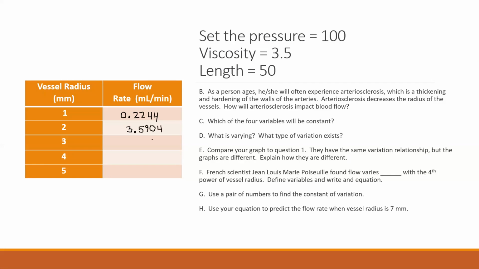And I go through the app and I do the rest of these. So I move it to a radius of 3, and that gave me a flow of 18.1764. And a radius of 4 gave a flow of 57.4463. And finally, a radius of 5 gave 140.2497.